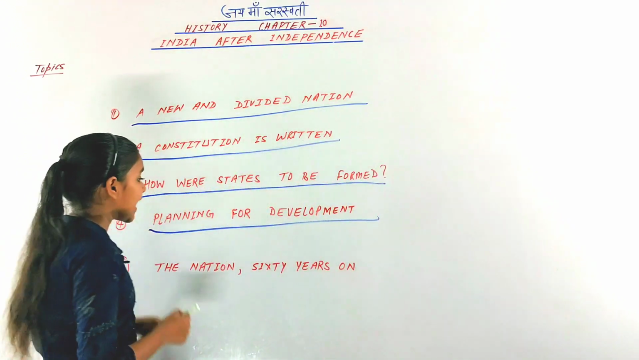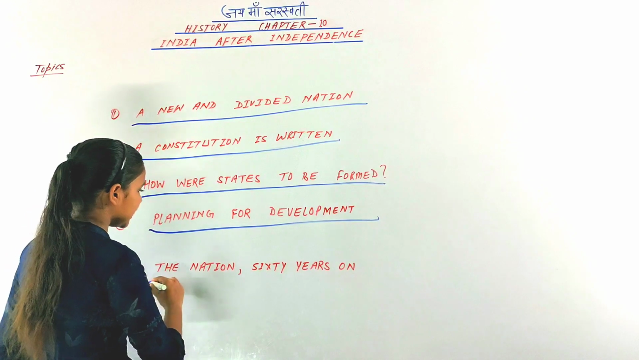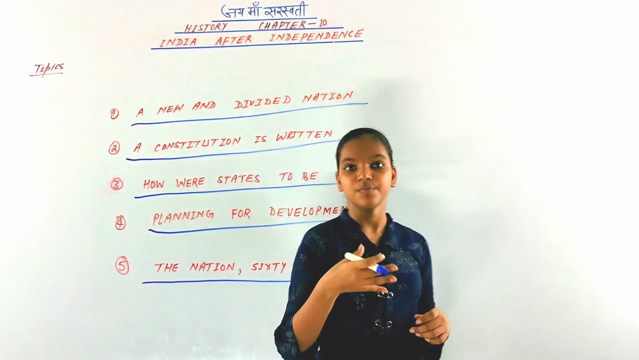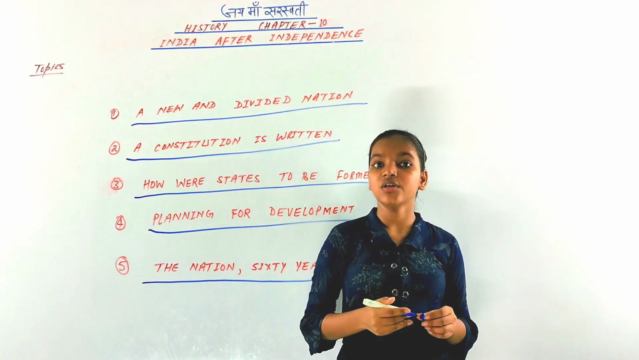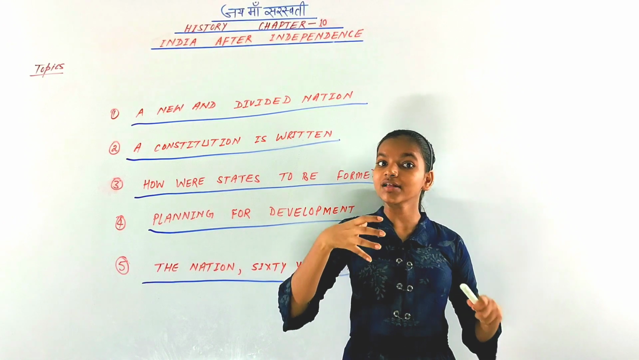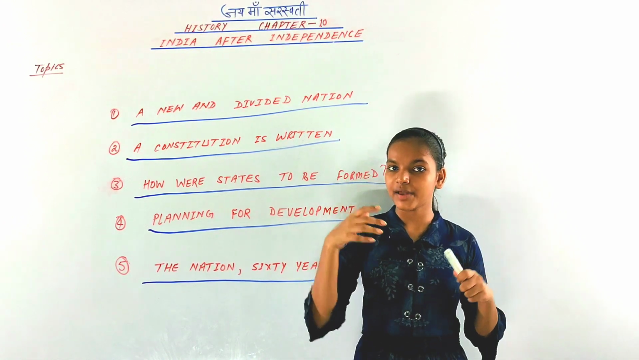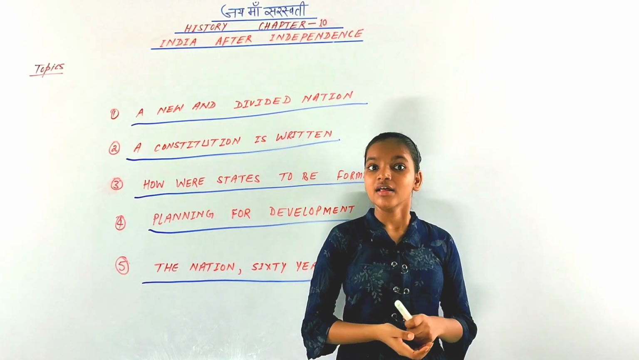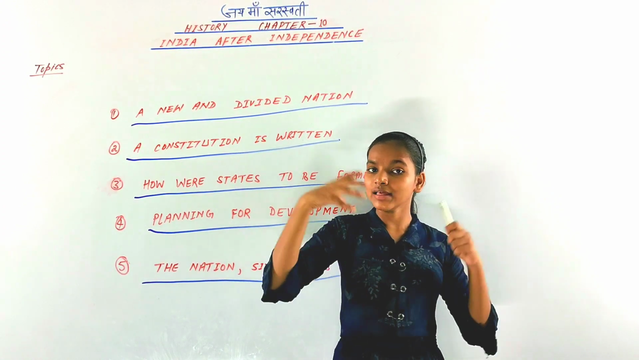So the next and last topic of this chapter is the nation 60 years on. The book was published many years ago, so it is written as 60 years, but now it has been more than 70 years after independence. So till now, what have we gained, you might be thinking. Till now we have gained many things.